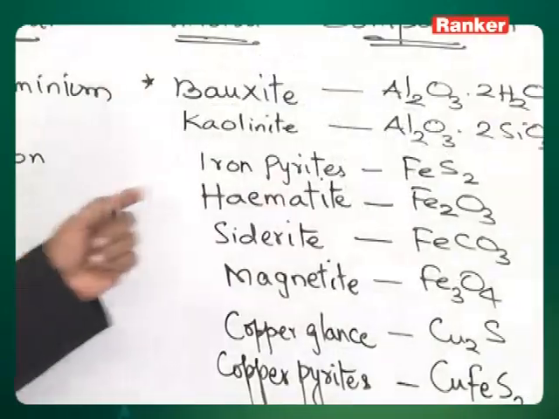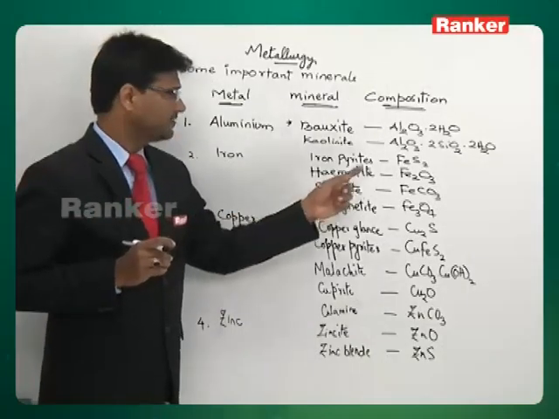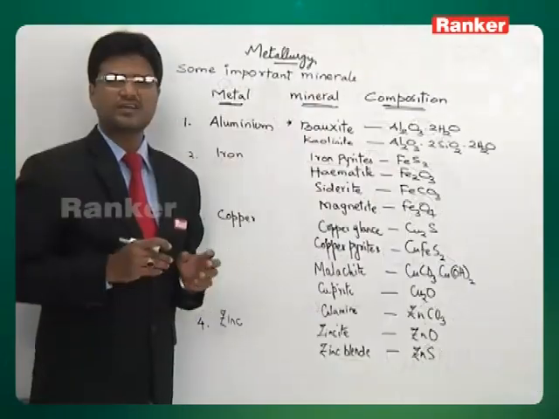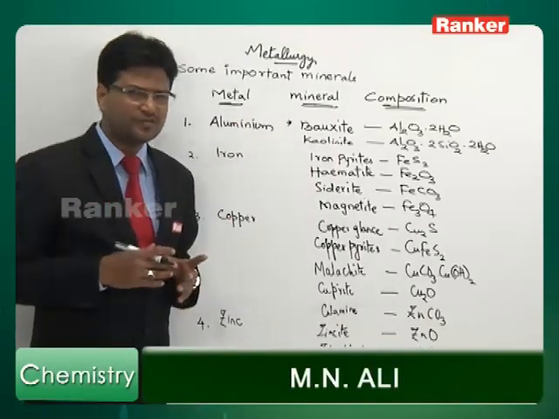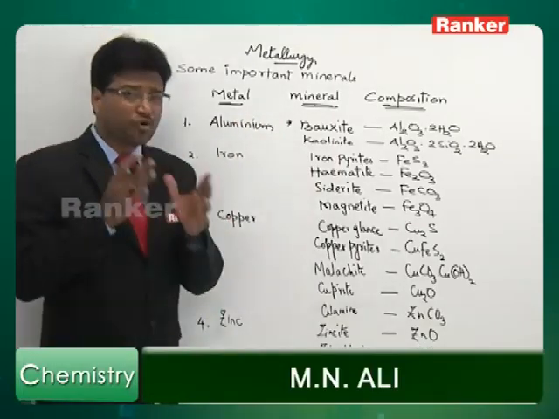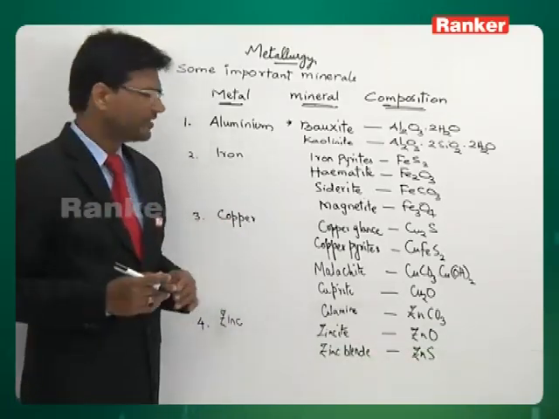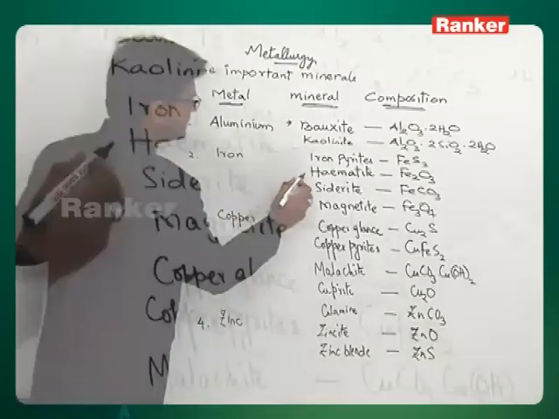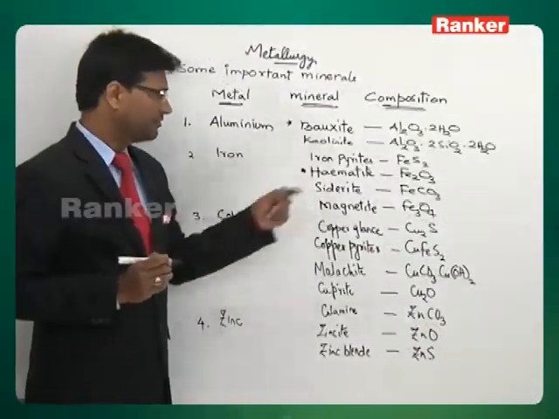And then iron has iron pyrites, FeS2, a sulfide ore. Hematite, we don't prefer using this because this will produce lots of SO2 during extraction and that will cause pollution. So we generally don't prefer sulfide ores when you have another option, right? So hematite is a chief ore of iron. We prefer extracting iron from hematite.